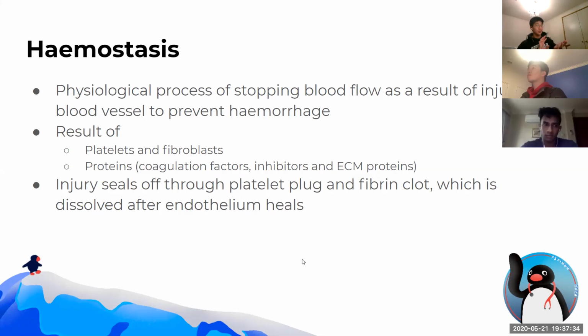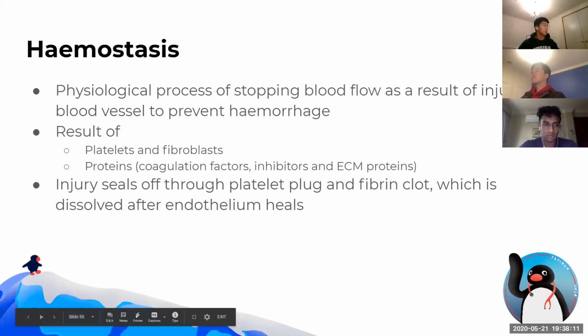Every time you fall down or something and you're bleeding, your blood is going to clot up so that you don't bleed to death. And that comes as a result of a few processes. It comes from your platelets and your fibroblasts, which help with clotting and forming the structures there. And then proteins help trigger this process. You have a few coagulation factors, inhibitors, and some extracellular matrix proteins, which help to form that structure. We're trying to plug the hole to stop bleeding out.